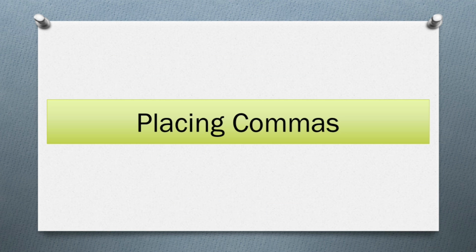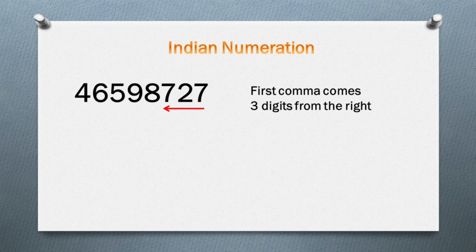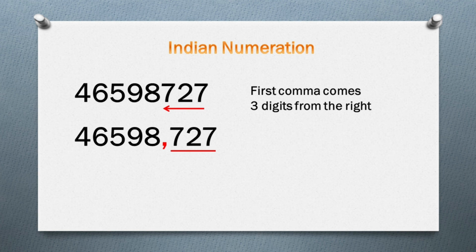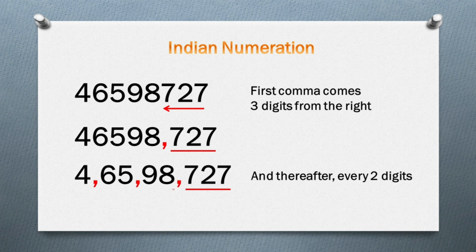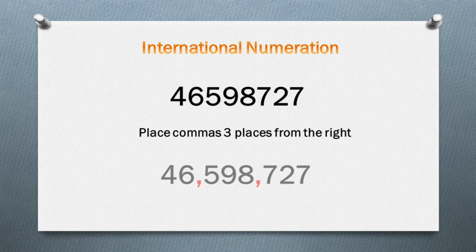Commas help us in reading and writing large numbers. In the Indian numeration system, the first comma is placed after the hundreds place, that is 3 digits from the right. Thereafter, the commas are placed after every 2 digits. In case of international numeration, the commas are placed after every 3 digits from the right.